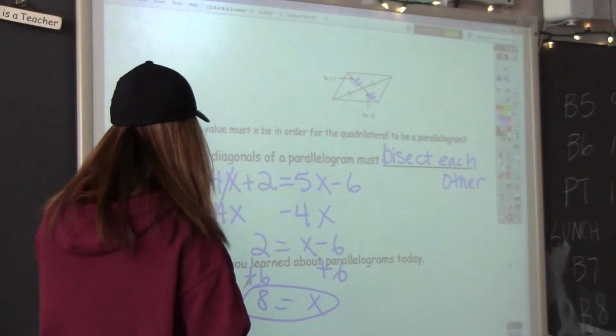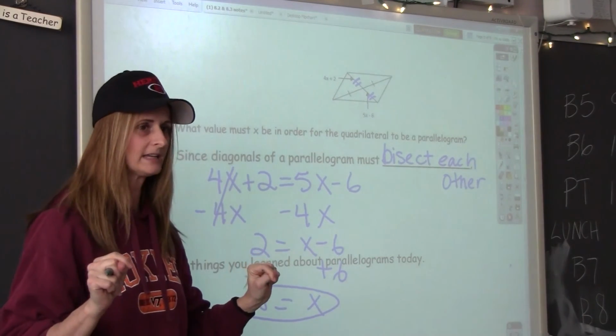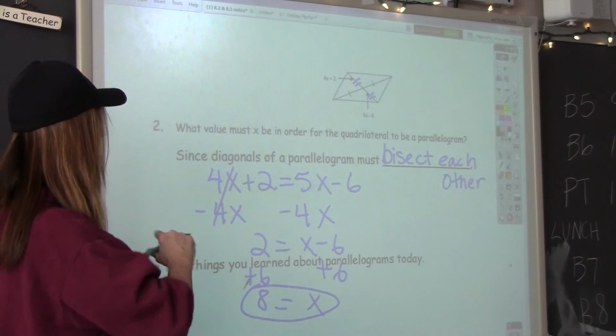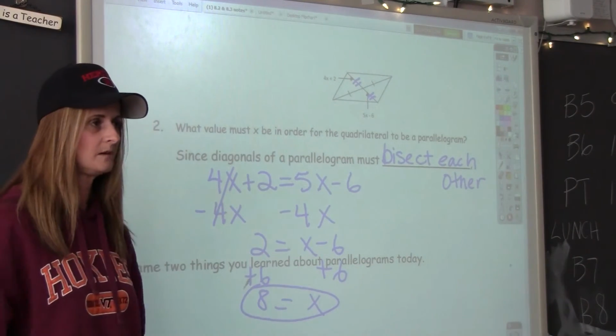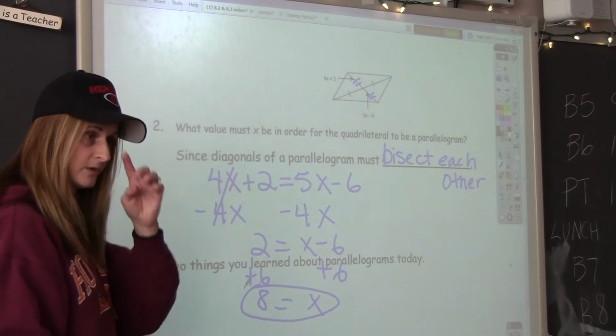Okay. All right. Did we answer the question? We solved for x. The question is asking what value must x be. So we're done. Good. Name two things that you learned about parallelograms today.